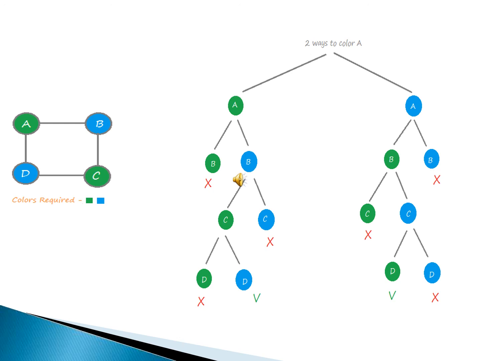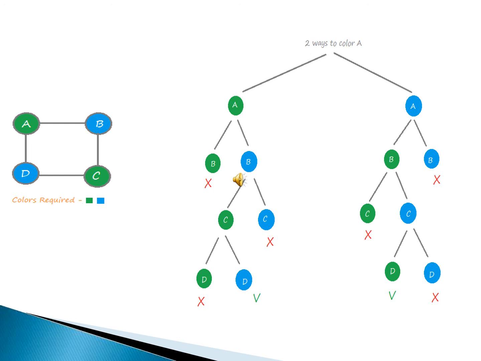If A is of green color, then B has to be of blue color because A and B are adjacent nodes, so these two nodes must have different colors. B, which is blue, is directly connected to C, so we have to assign C the green color, because otherwise B and C will have a clash. By assigning C the green color, the only choice left for D is blue. So this becomes a valid path and all other paths become invalid for the coloring of the graph.